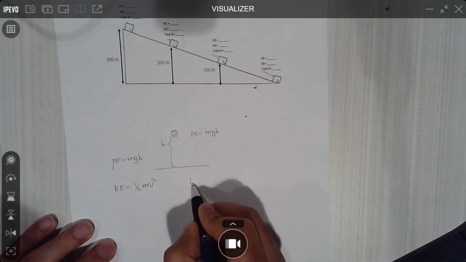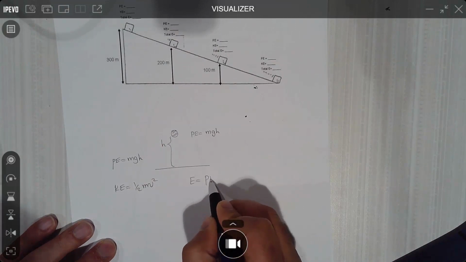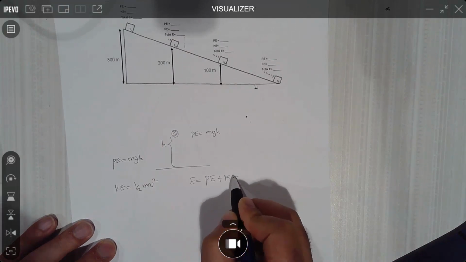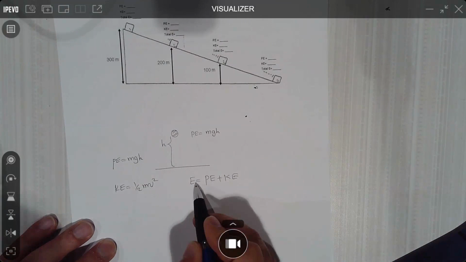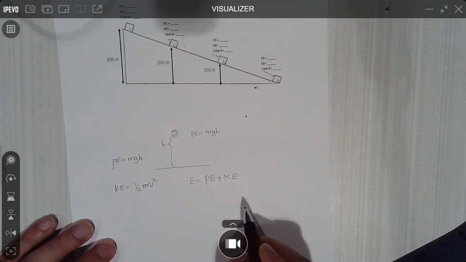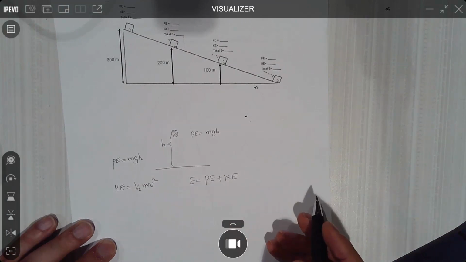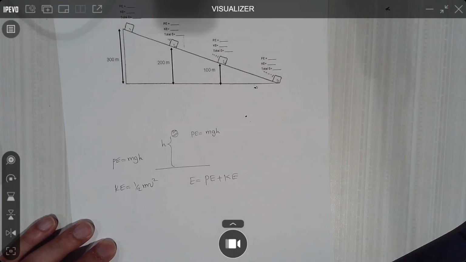What is the mechanical energy, or E total? E total is potential energy plus kinetic energy. And if in the system there is no friction or resistive force, the total mechanical energy will be conserved. So it doesn't matter at which location the object is, above the ground or on the ground. If it has a total energy, this total energy will be equal at any point. Good.